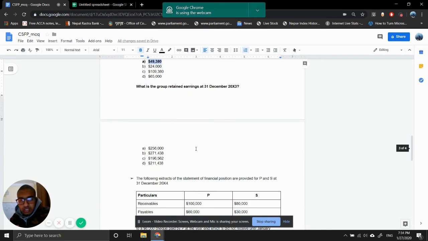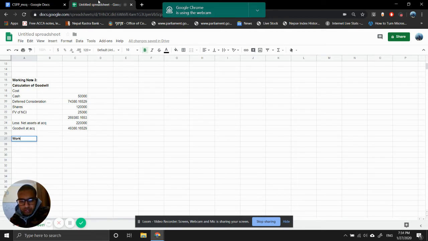So after that, group retained earnings. Okay. So working note 4 would normally be the calculation of NCI, but we need group reserves, so we will be doing that. Okay, group reserves.